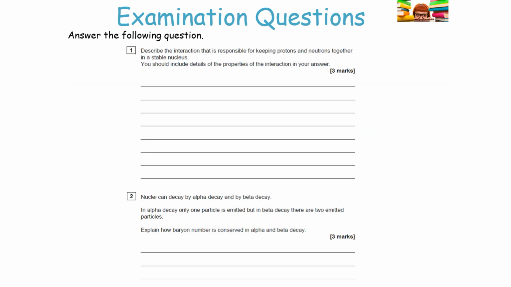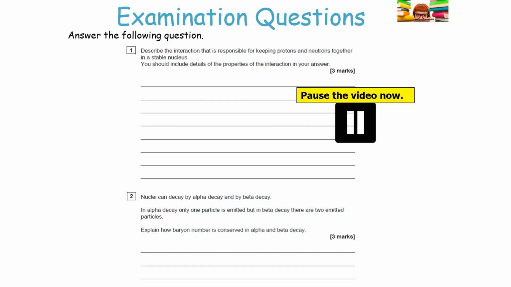Next question. Describe the interaction that is responsible for keeping the protons and neutrons together in a stable nucleus. You should include details of the interactions in your answer, and then the nuclei can decay by alpha decay and by beta decay. In alpha decay, only 1 particle is emitted, but in beta decay there are 2 particles emitted. Explain how baryon number is conserved in alpha and beta decay. So pause the video now, then unpause the video when you want to go through your answer.